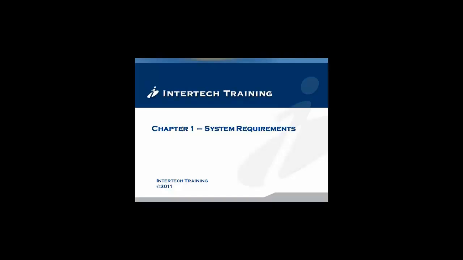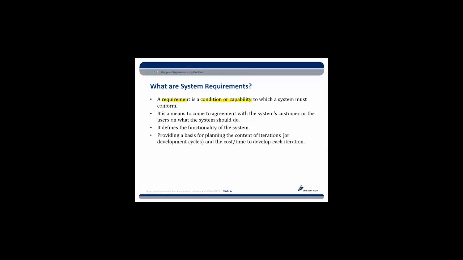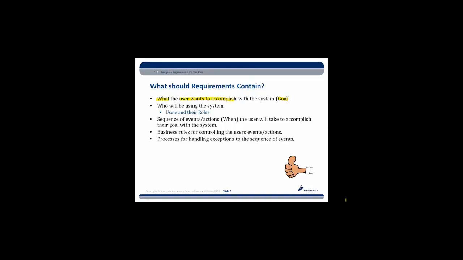In this chapter, we want to talk about system requirements. Exactly what is a system requirement? Simply put, a requirement is some sort of condition or capability that we want the system to adhere to. As we'll learn, there are different types of requirements. But our focus is going to be on those types of requirements that focus in on user goals. In other words, we want to build our requirements to capture what a user wants to accomplish, their goal.